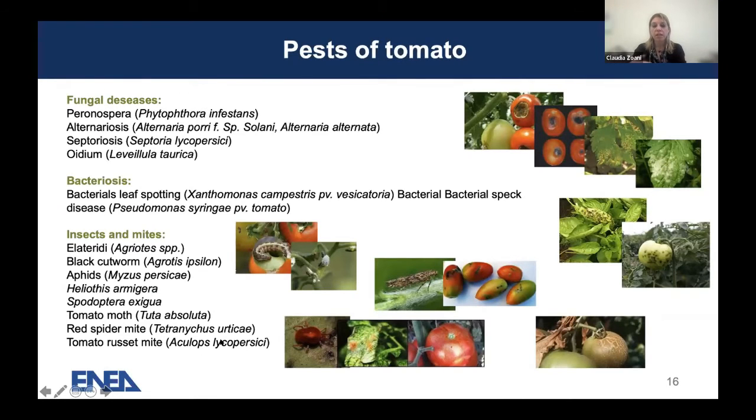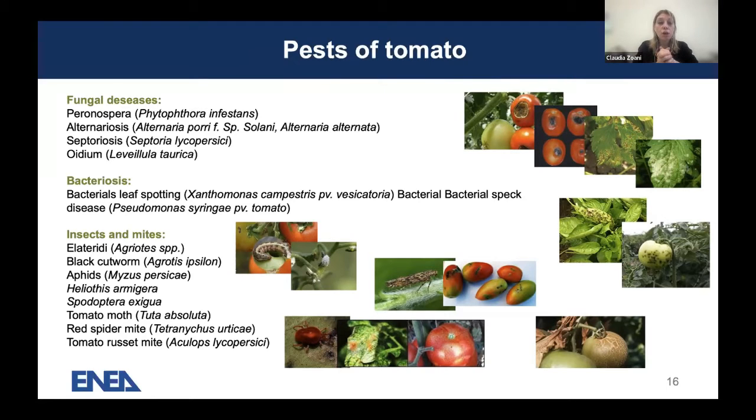Now, going to examining pesticides, we have to start from the main pests that can affect tomato. And what we can identify, the most important pests are referred to fungal diseases arising from peronospora, alternariosis, septoriosis, and oidium. Here you can see some pictures about the effects of these diseases on both the fruit and the leaves.